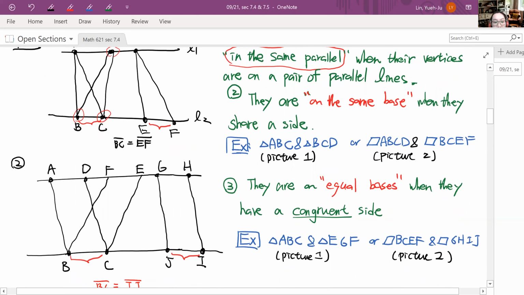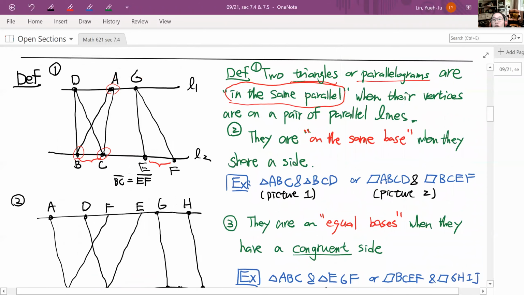Parallelograms ABCD and BCEF, or even GHJI, are all in the same parallels. You're going to see this terminology over and over in the textbooks throughout the literature. When we say two triangles or two parallelograms are in the same parallels, that just means that their vertices are along either one of the pair of parallel lines.